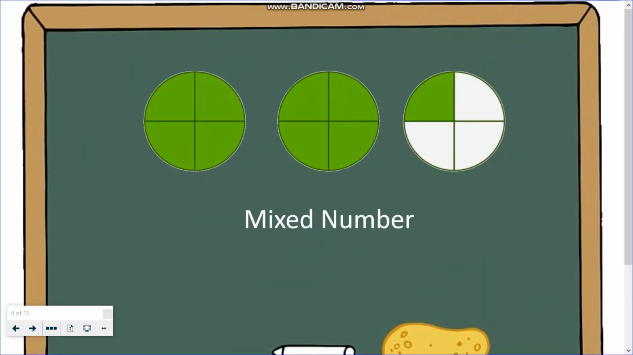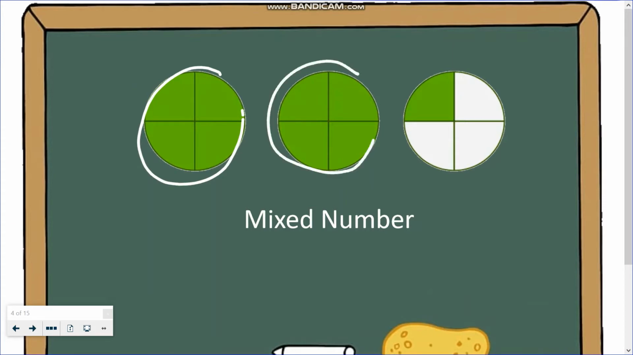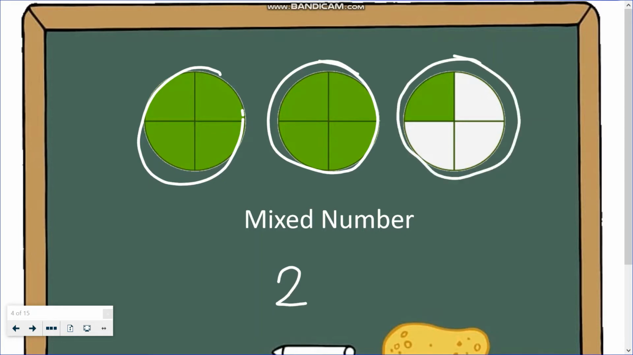Let's have another example. Let's write the mixed number that shows the colored parts of the circle. How many wholes are there? We have 1, 2. And what does this fraction show? It is 1 part of a quarter. So this mixed number is 2 and 1/4.